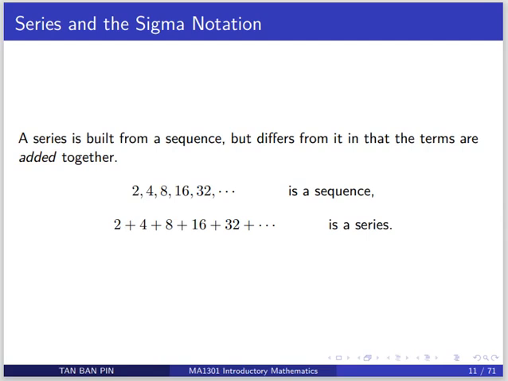In the next few videos, we will be looking at series and similar notation. A series is built up from a sequence by adding the terms of a sequence. So you will start with the sequence 2, 4, 8, 16, 32, and so on. If you add them, 2 plus 4 plus 8 plus 16 plus 32 and so on, you get a series.